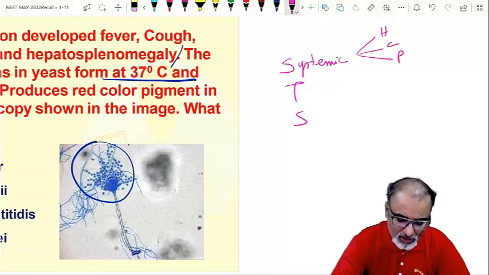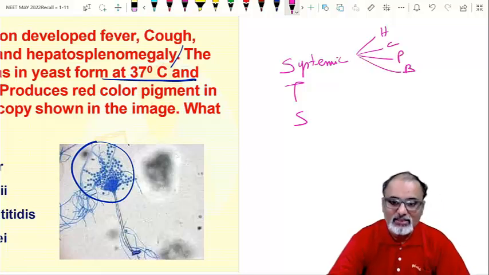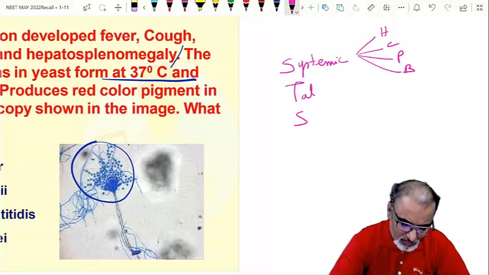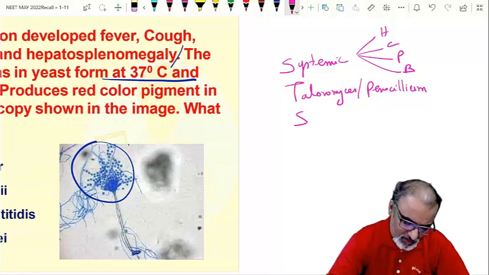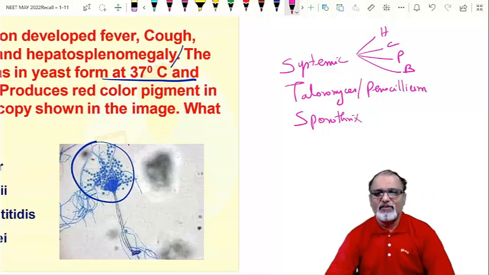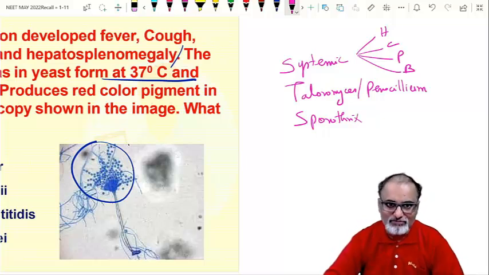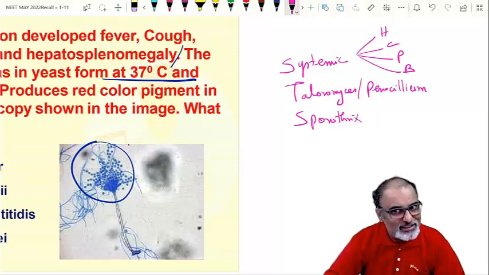coccidioides, paracoccidioides, blastomyces, Talaromyces, or Penicillium marneffei. Next is Sporothrix. So definitely it is a dimorphic fungi. So it should be one among this list.